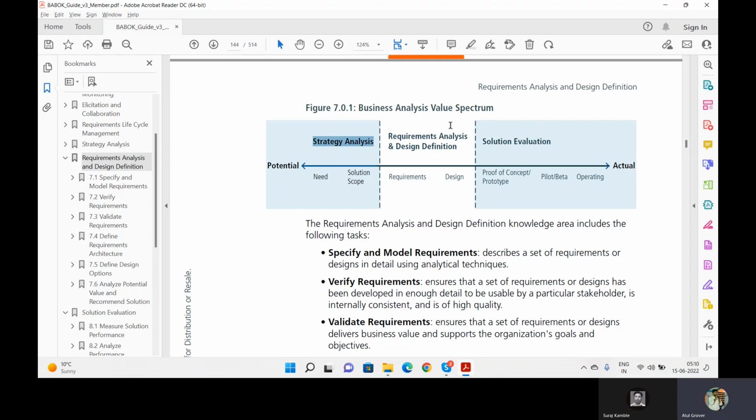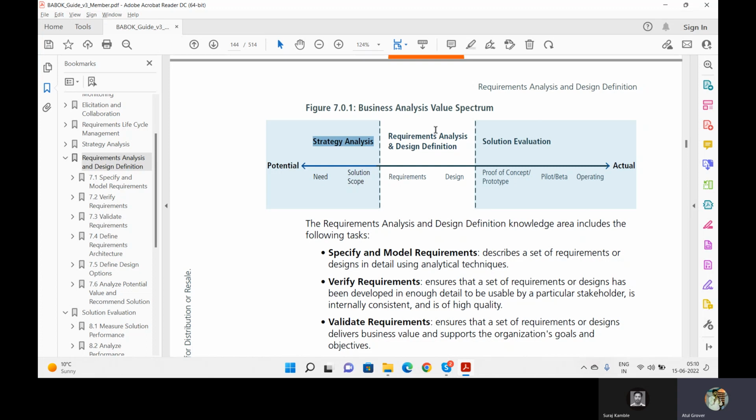Okay, this is the potential, or I can say this is the value spectrum, from where I stand to where I want to go. This is one of the important points here. Clear till this point, Suraj? Suraj, you're on mute, I guess. All clear, all clear. Okay.